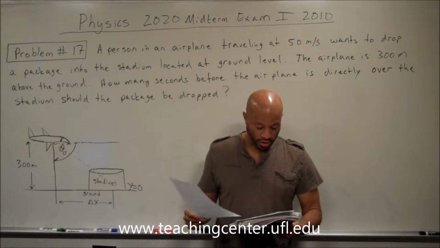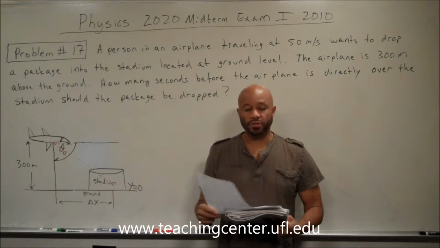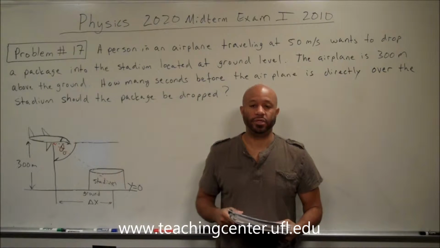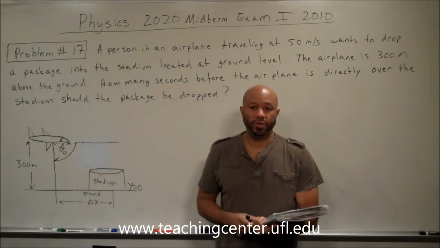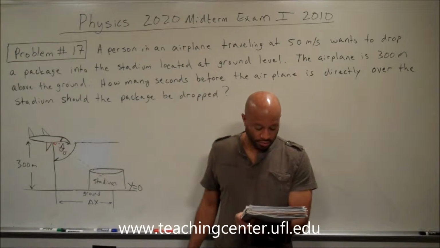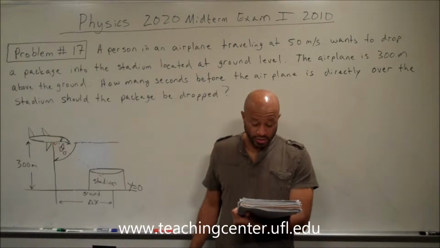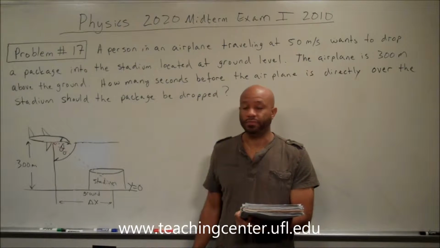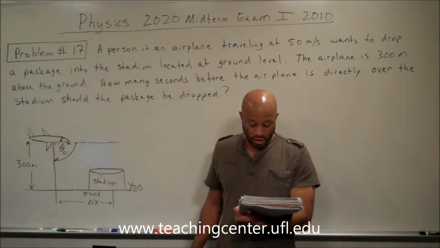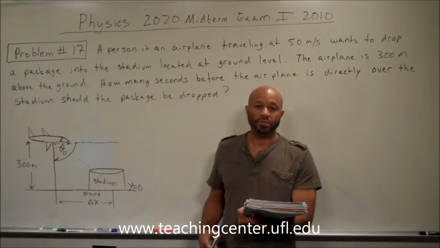Alright, so I'm going to work through problem number 17 for Physics 2020 Midterm Exam 1, year 2010. In this particular problem it says, a person in an airplane traveling at 50 meters per second wants to drop a package into the stadium located at ground level. The airplane is 300 meters above the ground. How many seconds before the airplane is directly over the stadium should the package be dropped?